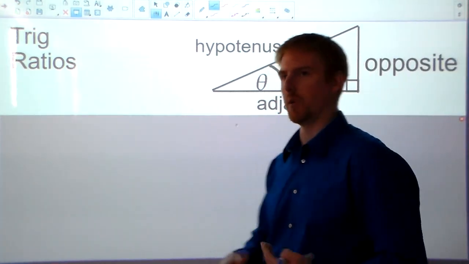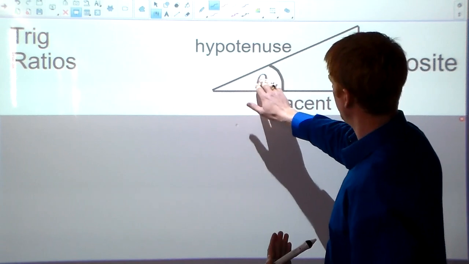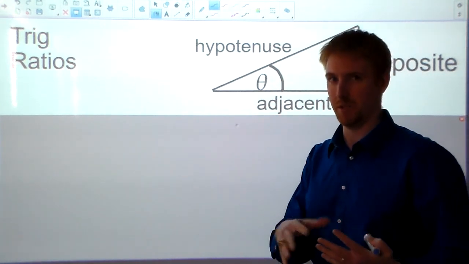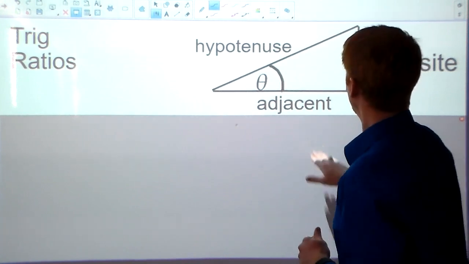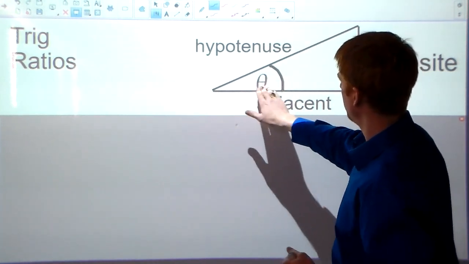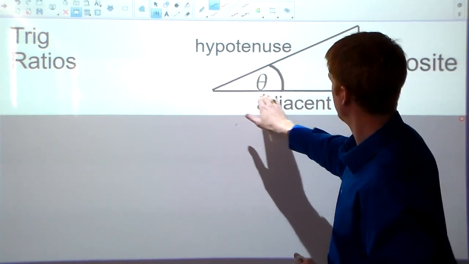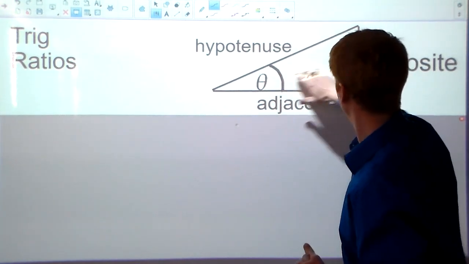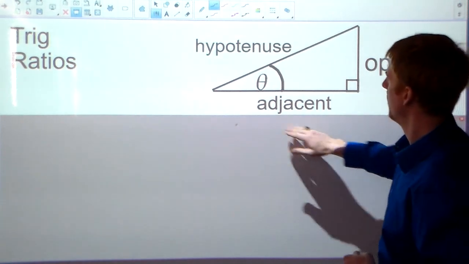So whenever you set up these trig ratios, it's always going to be relative to either this angle or this other one that's not the right angle. So it won't be set up relative to the right angle ever. The only thing you really have to remember is if it's touching that angle, it's adjacent. If it's not touching it, if it's across from the angle, it's opposite.